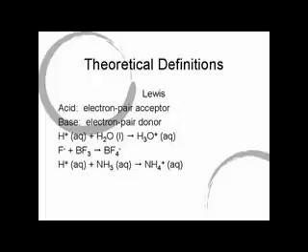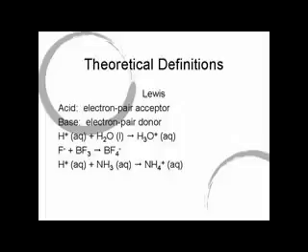The last of the theoretical definitions that we want to look at is the Lewis acid-base theory. A Lewis acid is an electron pair acceptor. A Lewis base is an electron pair donor. For instance, H plus and H2O yielding the hydronium ion. The H plus and the H2O form the hydronium ion because H2O provides both electrons in the bond between H2O and the H plus, and that's called a coordinate covalent bond, if you remember that term from earlier in the course. So H plus would be the Lewis acid, H2O would be the Lewis base.